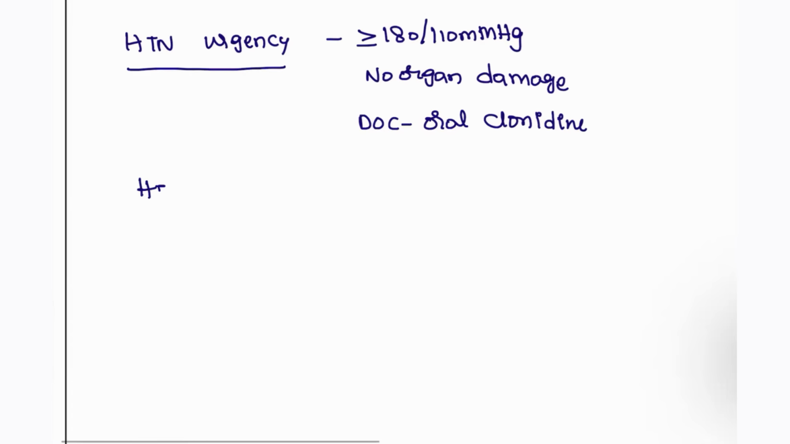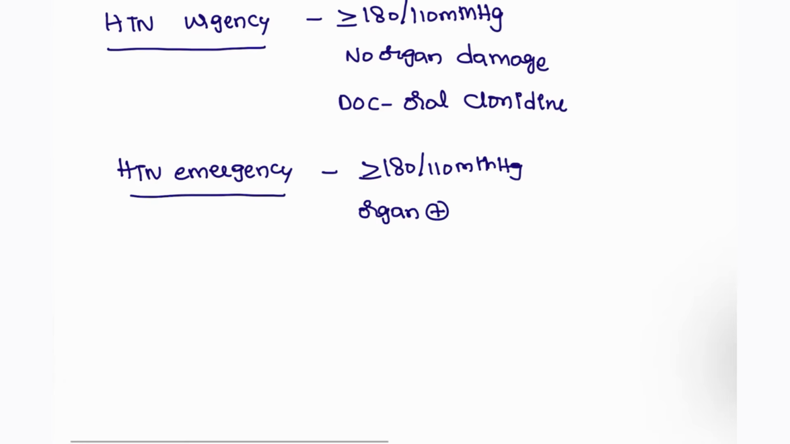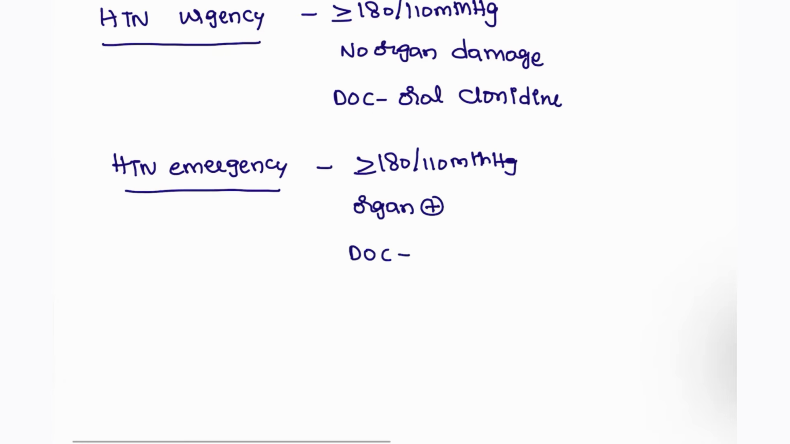Next, hypertension emergency. This is seen in those with the same 180 by 110 mmHg, but this patient will have organ involvement. Okay, so creatinine is raised, or the patient is having a stroke or paralysis. These kinds of symptoms will be seen in this patient. For this patient, the drug of choice commonly in hypertension emergency is labetalol. Okay, labetalol is given for these patients. Okay, that is the first thing.